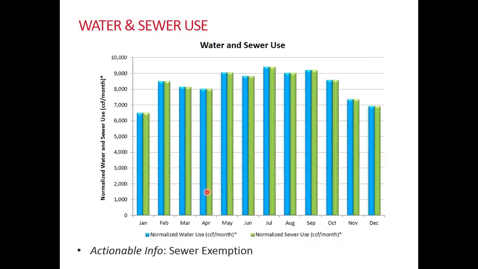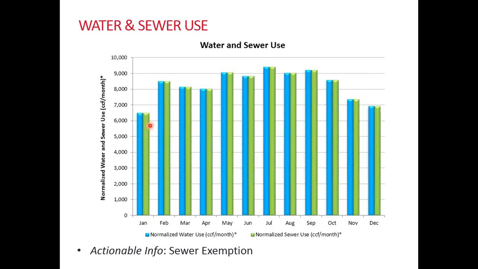And then finally, we have water and sewer use. Water use is in the blue bars and sewer use is in the green bars. Here again, we're looking for any seasonal trends, usually indicative of cooling towers. A piece of actionable information that we see a lot is sewer exemption. So you can see that the water and sewer use is exactly the same. If we see on the equipment list that they have a cooling tower or anything that's evaporating water, we would have them apply for sewer exemption so that these would be different.